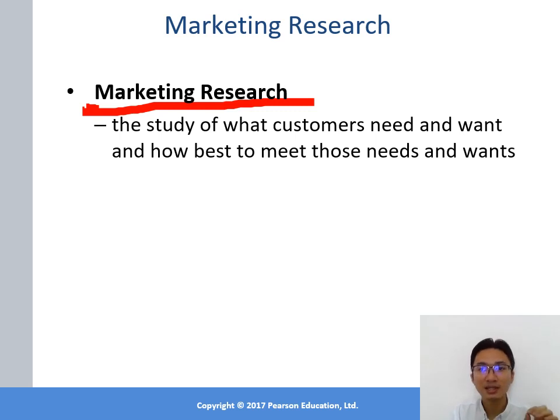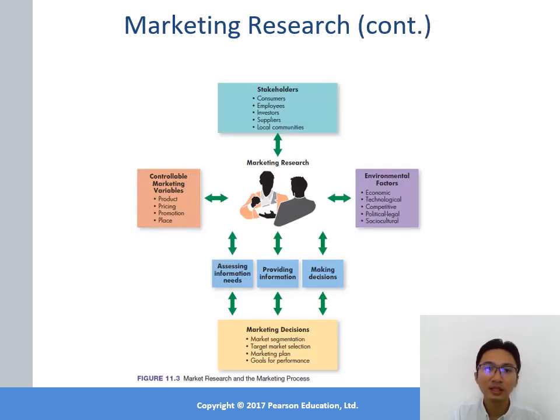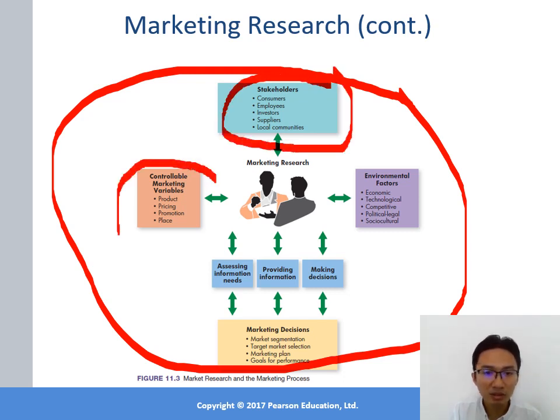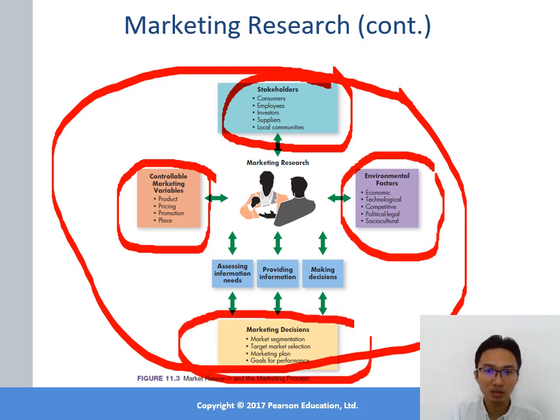Marketing research is the study of what customers need and want and how best to meet those needs and wants. It is a very powerful tool to gain decision-making information. The relationship of research to the overall marketing process is shown in the whole figure here. Now, this is done to increase competitiveness by clarifying the interaction among the firm's stakeholders. Okay, you can see here, marketing variables, environmental products, and also marketing decisions.